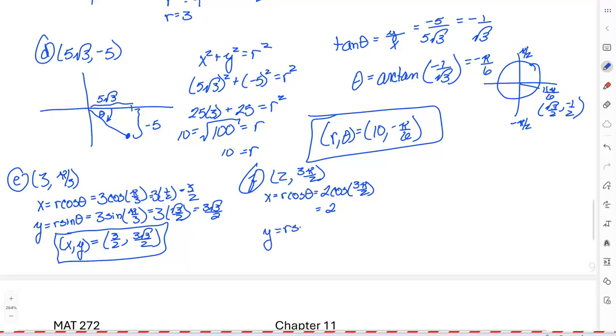y is equal to r sine of theta, which is 2 sine of 3 pi over 2. Sine of 3 pi over 2 is negative 1, so that's going to be a negative 2. So my xy ordered pair is equal to 2, negative 2.